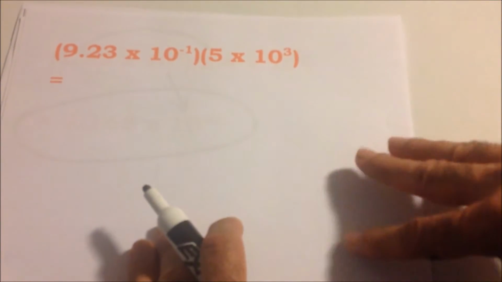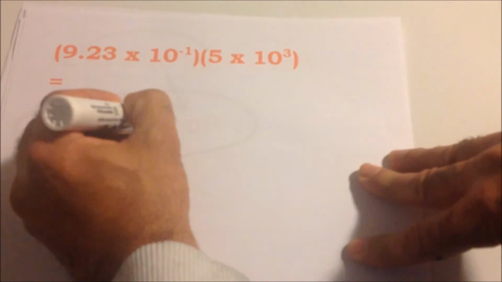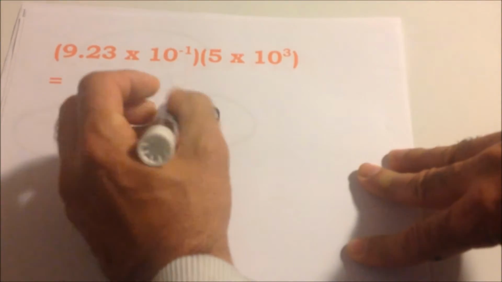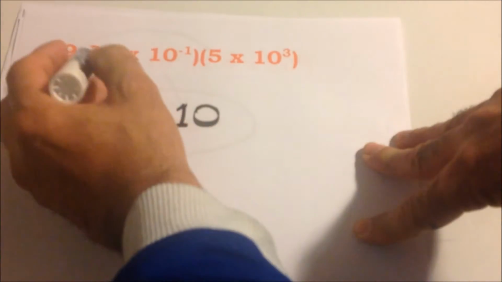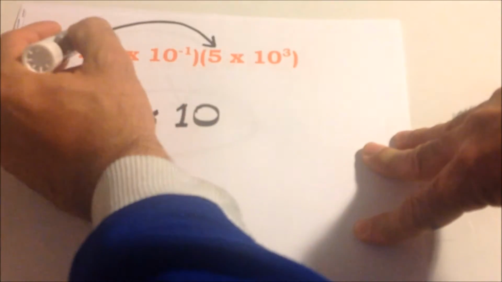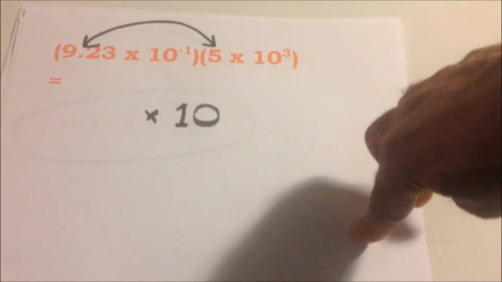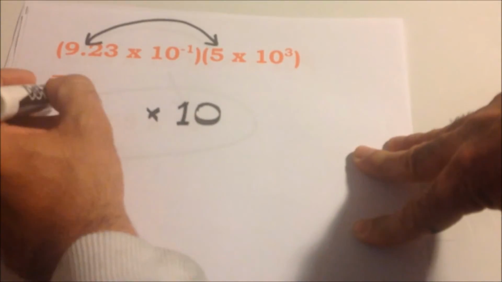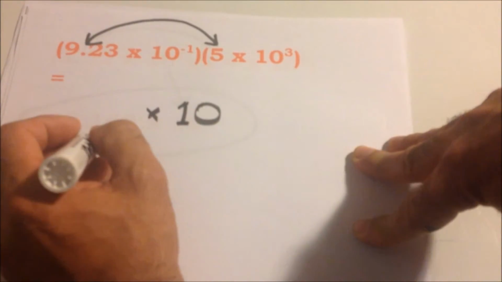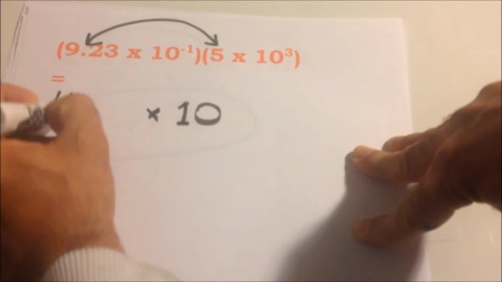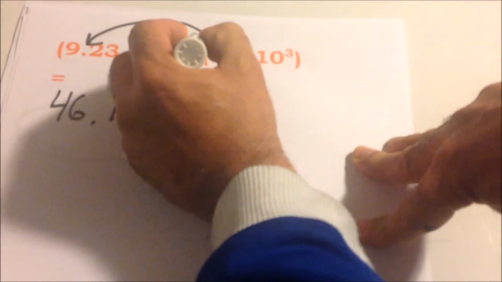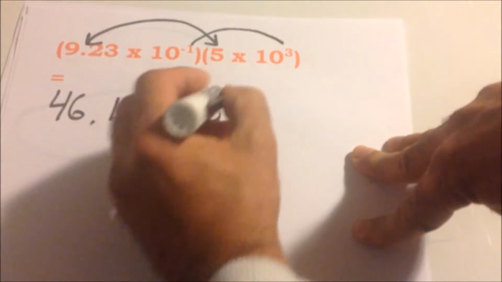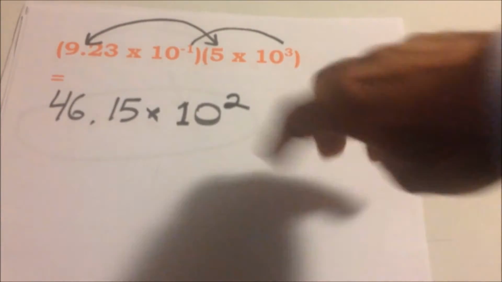So they do have the same base, so we know whatever our answer is going to be, it's going to be 10. But we have to be careful. We need to know what this answer is before we put our exponent in. So when we multiply 9.23 times 5, we're going to get 46.15. And if we add the exponents, negative 1 plus 3 is 2. But what's the problem here?